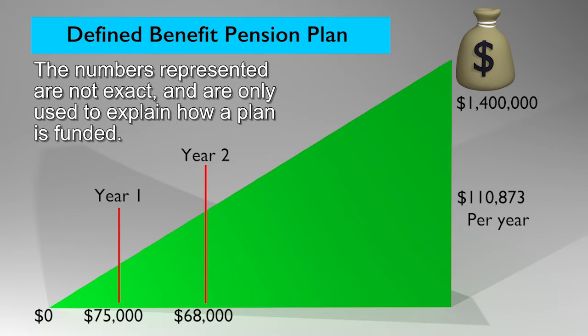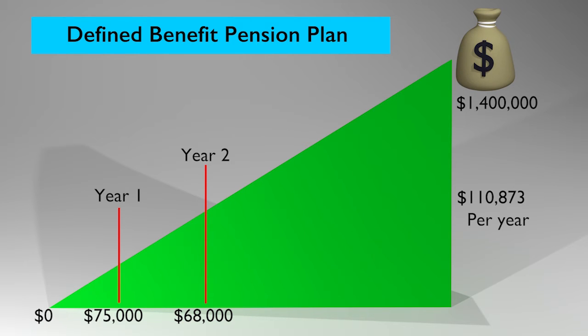In very simple terms, this is how a defined benefit plan works. Today you have $0 in the plan. In the future, say 20 years, you will have a lump sum of $1.4 million. This lump sum will pay you $110,873 per year for the rest of your life. Here we have defined the benefit to be paid and to be accumulated for.